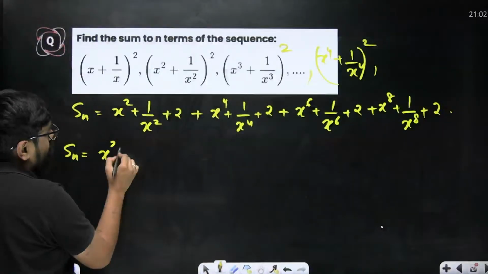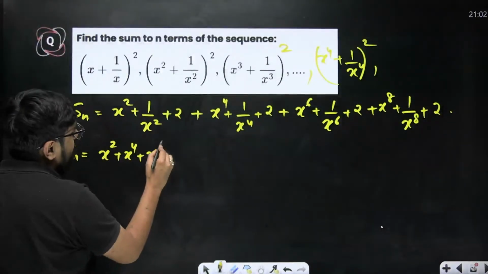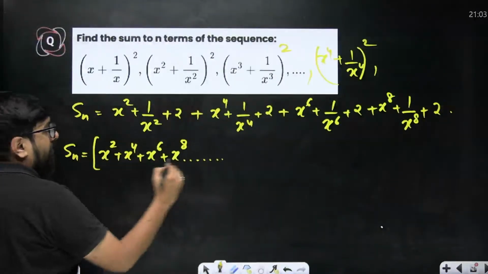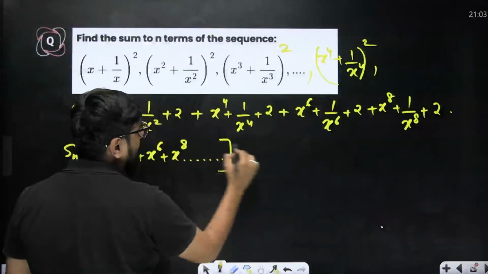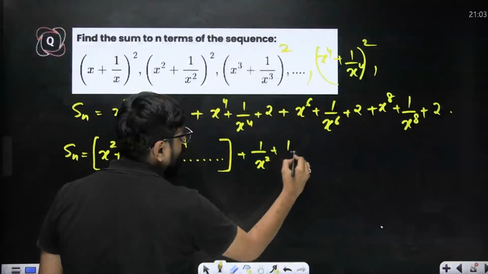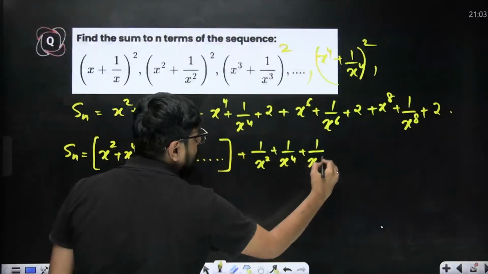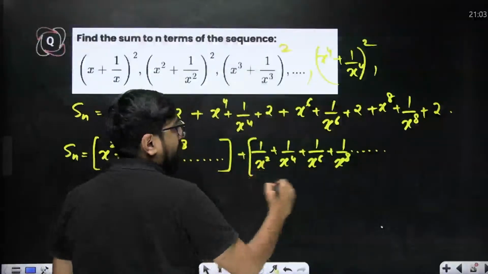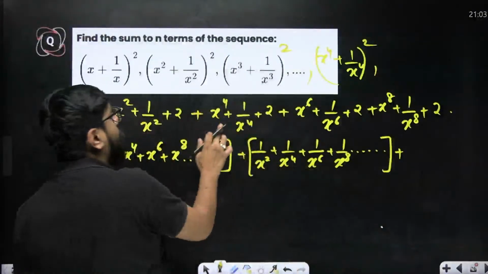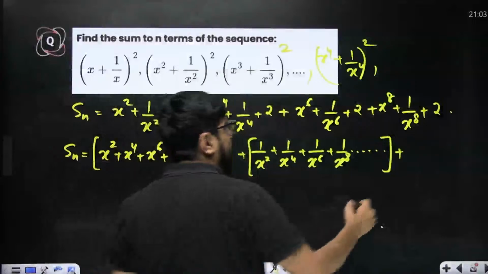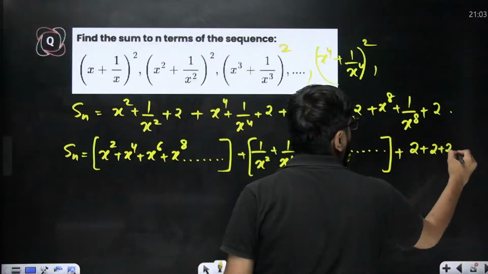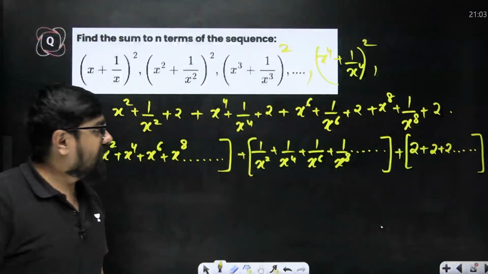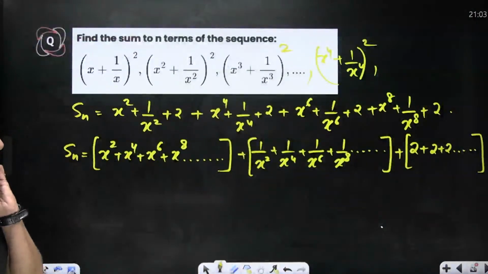I can write it like this: x square plus x to the power 4 plus x to the power 6 plus x to the power 8. This is going to be one thing. And then 1 by x square plus 1 by x to the power 4 plus 1 by x to the power 6 plus 1 by x to the power 8. This is one thing. Plus 2 plus 2 plus 2 plus 2, n times. Three things I can separate this into. Can you see this now? Now you must have realized, yeah, this could be done.